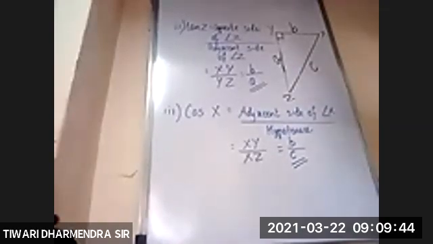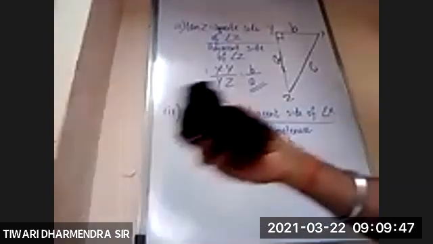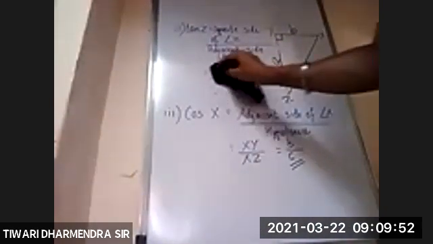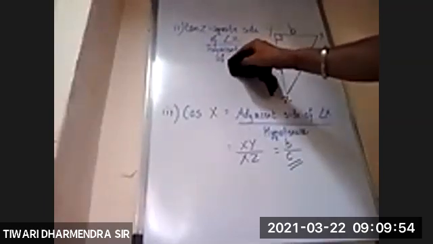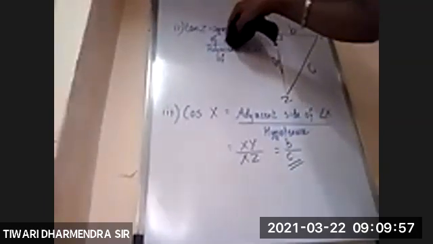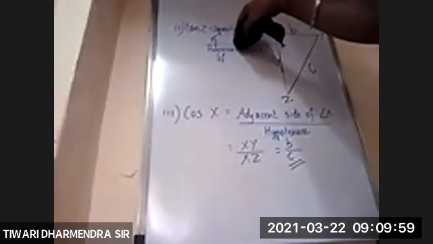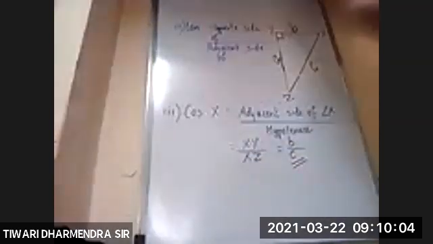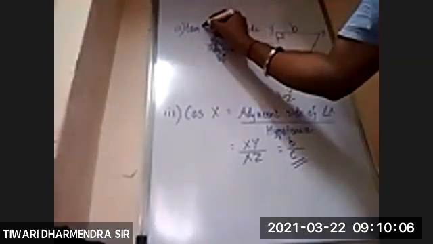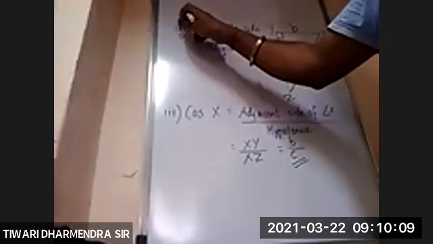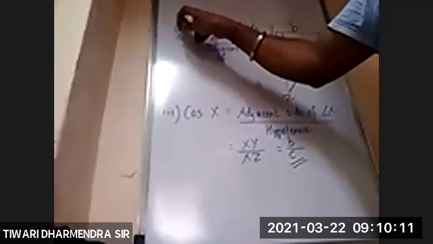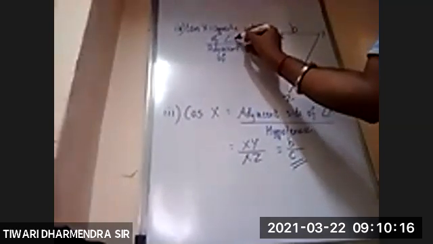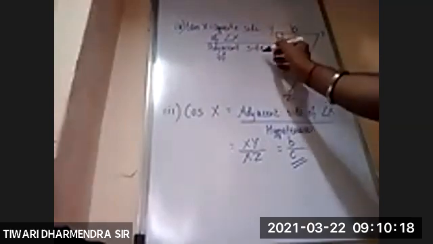So next, that is tan of x. The formula remains the same. As we have tan of z here, the only thing is we will replace the angle with angle x. So tan of x is equal to the opposite side of angle x divided by the adjacent side of angle x.